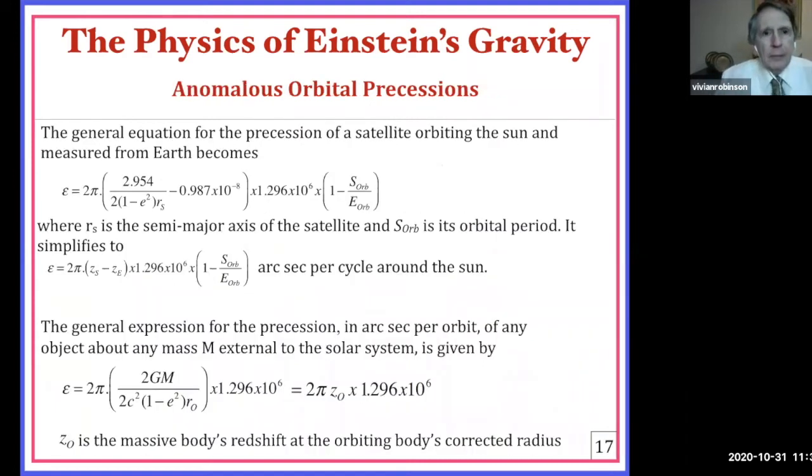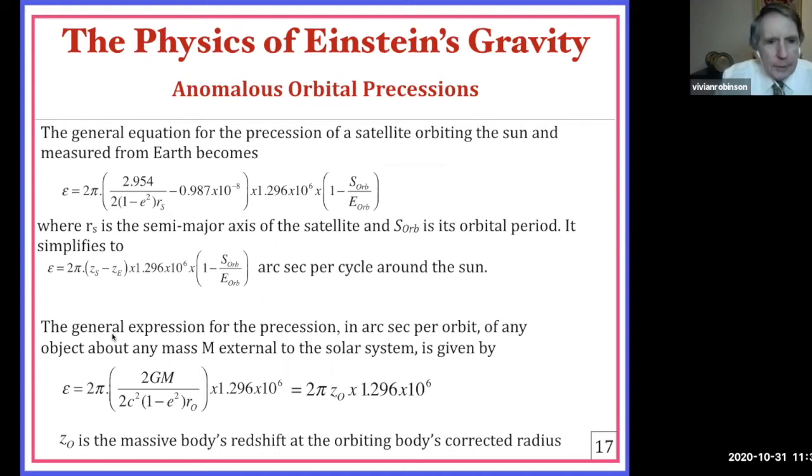The general equation for the precession of a satellite orbiting the Sun as measured from Earth becomes solar naught equals, I'll leave you to read that out. It's really, this term is just the redshift at the satellite's orbit, and the rest is straightforward. And RS is the semi-major axis of the satellite, and S orbit is its orbital period. Basically, as I said, these are just redshifts.